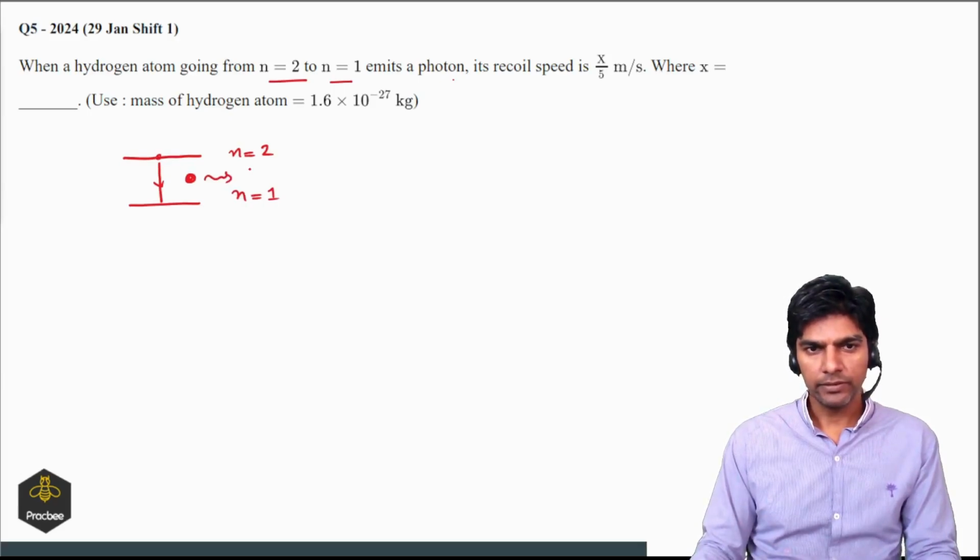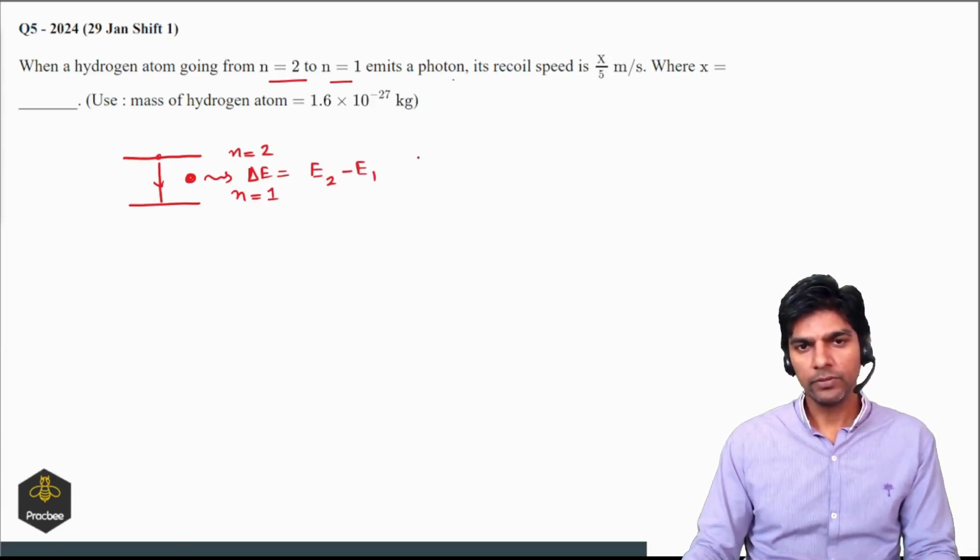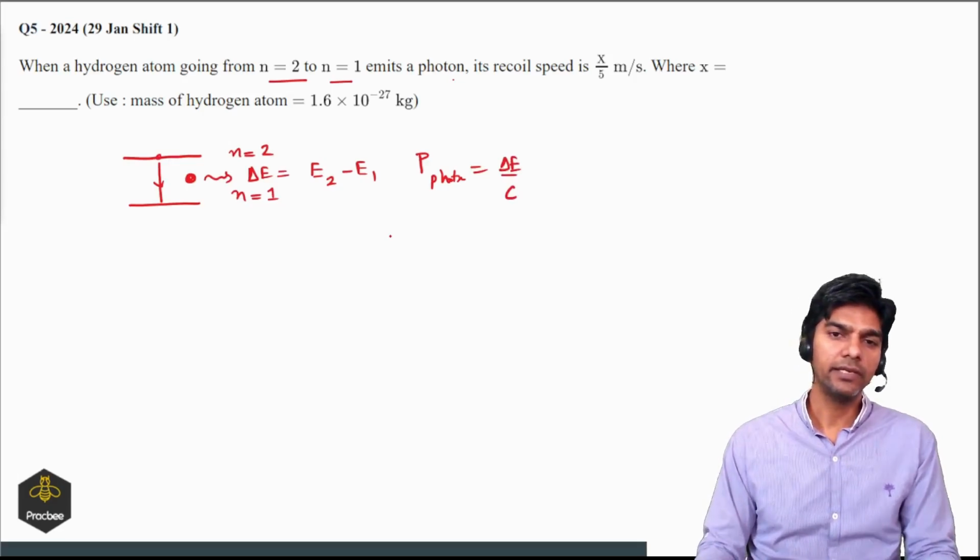Which is having energy, which is the difference of these two energy levels, E2 minus E1. And this photon must be having momentum. So the linear momentum of the photon will be E by C, right? So that is the linear momentum.